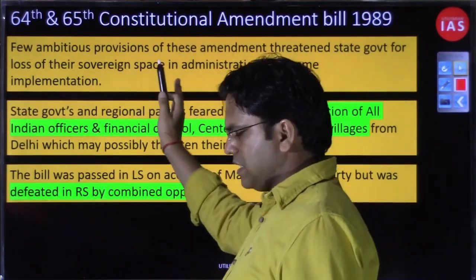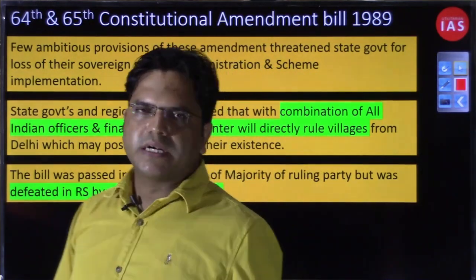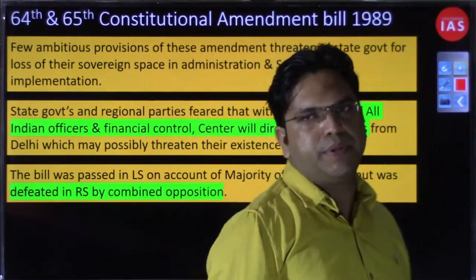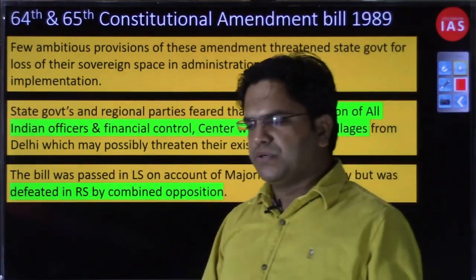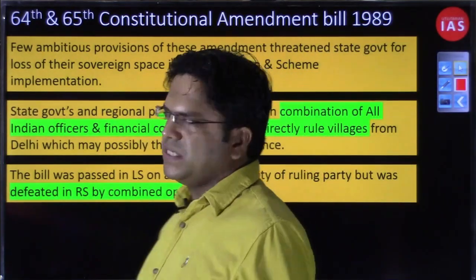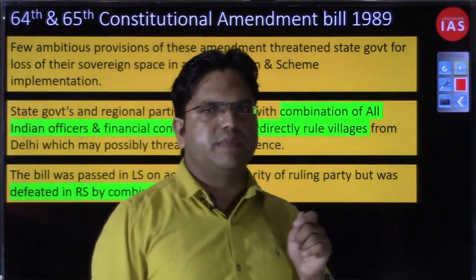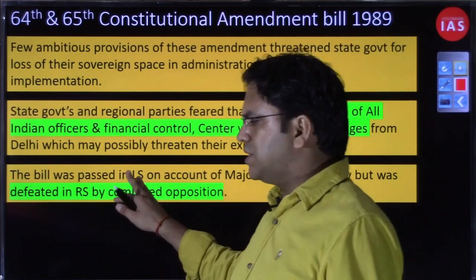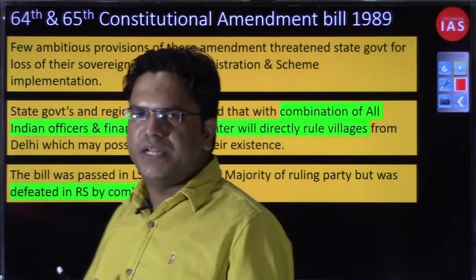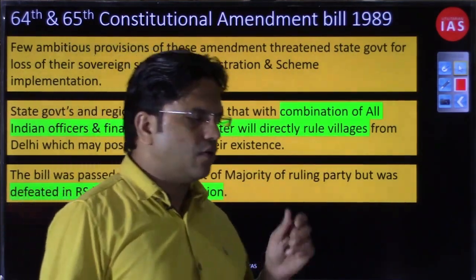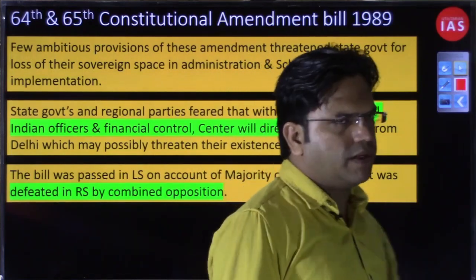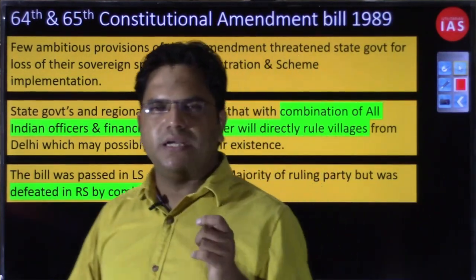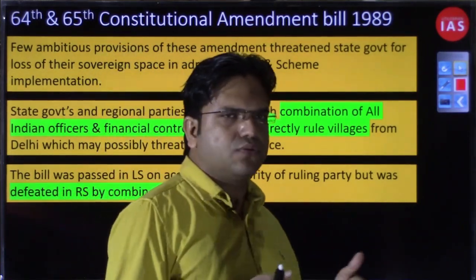And why did he fail in his attempt? Because the kind of provisions for the PRIs that had been put up in this constitutional amendment bill were very ambitious, and to some extent there was the involvement of the center and the role that had been created in these PRIs. All the provisions we are not going to discuss, right, because those are not very important. Why did it fail, or why could it not pass the Rajya Sabha, right? Those provisions are not important, but let me tell you why it failed, why it could not make it through the Rajya Sabha.